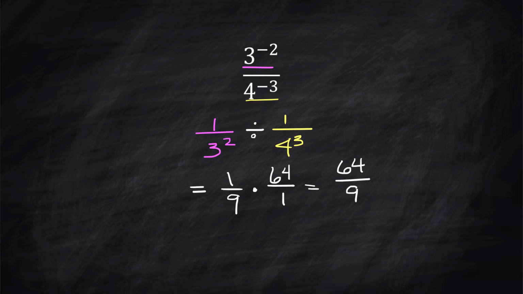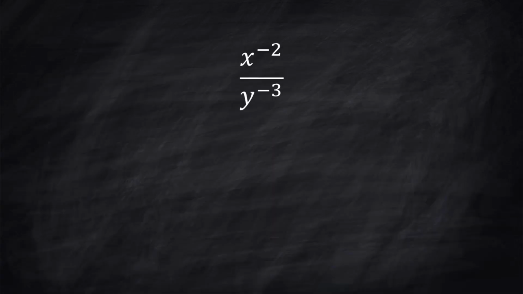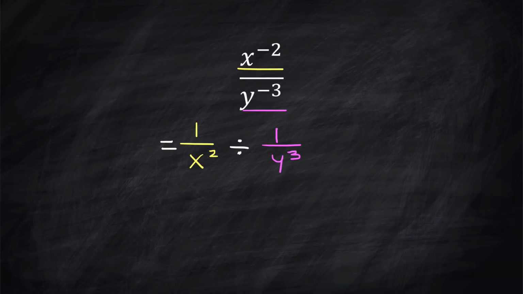We did that one with numbers just to get ready to do this one with variables. We're going to do this one the same way. X to the negative 2 divided by y to the negative 3. We're going to rewrite that as 1 over x squared divided by 1 over y cubed. Use skip, flip, multiply. Rewrite this as 1 over x squared times y cubed over 1. Multiplying straight across, we get y cubed over x squared.